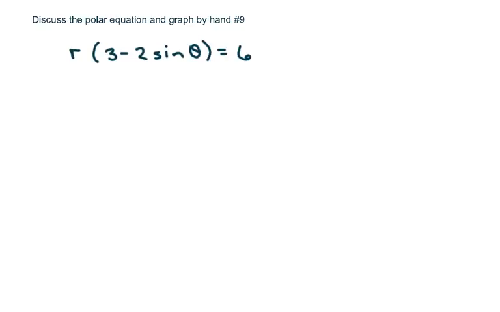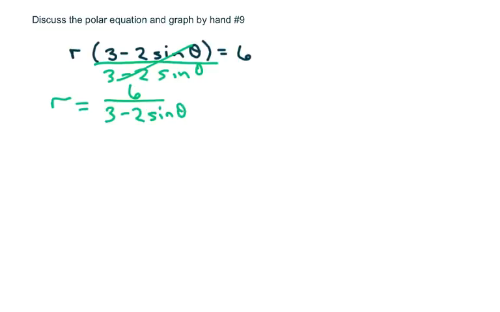Hi everyone, we're going to discuss a polar equation and graph by hand. This is number 9. First thing I'm going to do is divide both sides by this 3 minus 2 sine of theta. So basically you're going to get r equals, because that's going to cancel, 6 over 3 minus 2 sine of theta. So they just put a little extra twist in there.